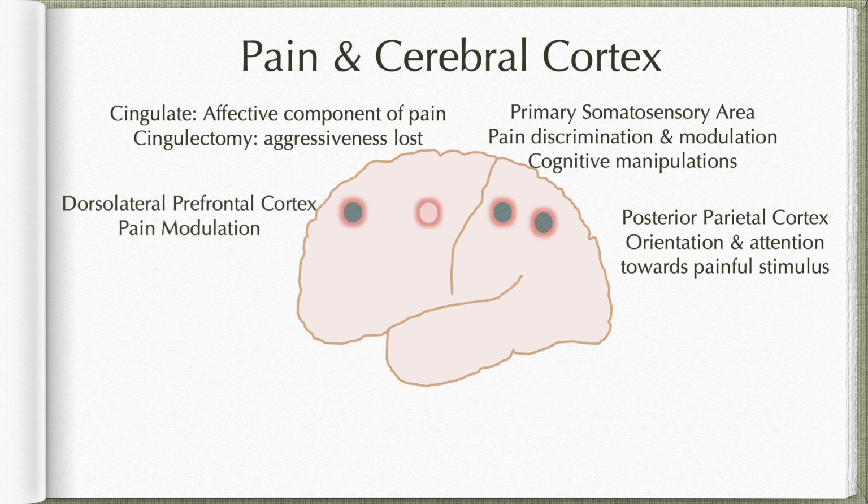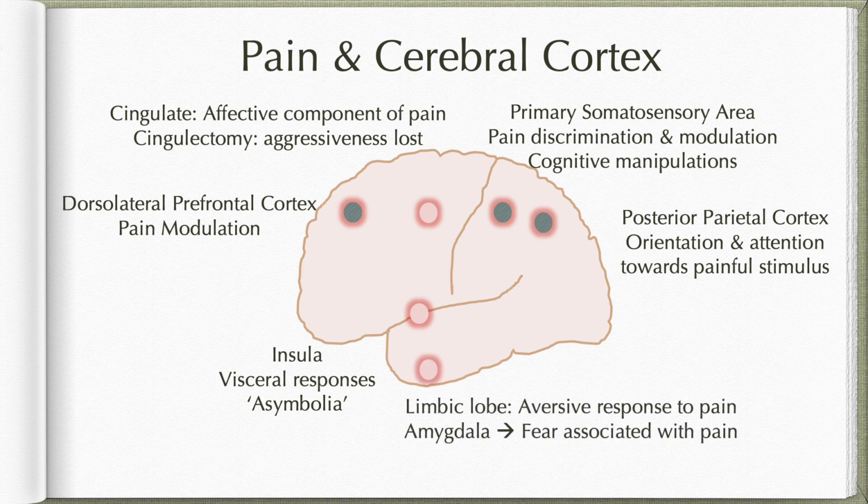Dorsolateral prefrontal cortex helps in pain modulation through its connection with cingulate gyrus. Insula is involved in visceral responses to pain, and lesion to the insula results in asymbolia, wherein the unpleasant sensation associated with pain will be absent. And limbic lobes are involved with aversive response to pain. The input to the amygdala is involved with fear associated with pain.